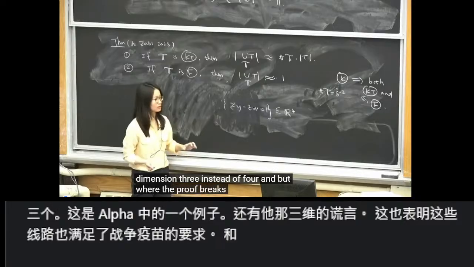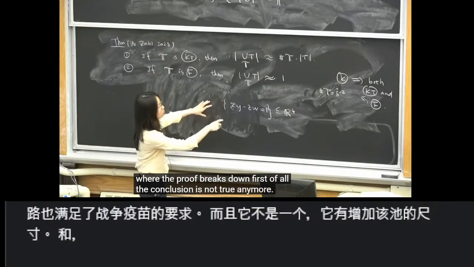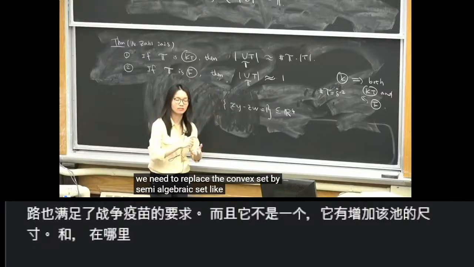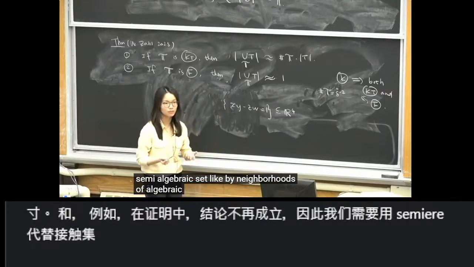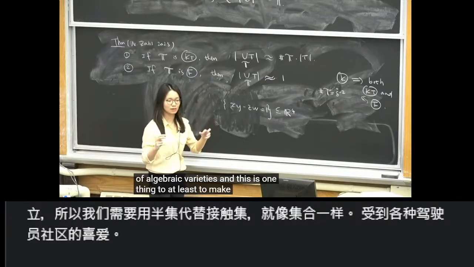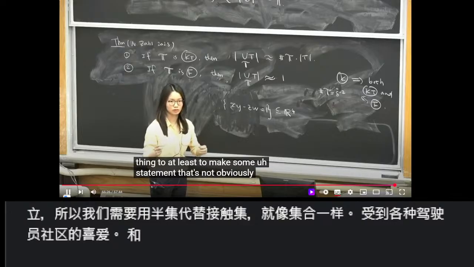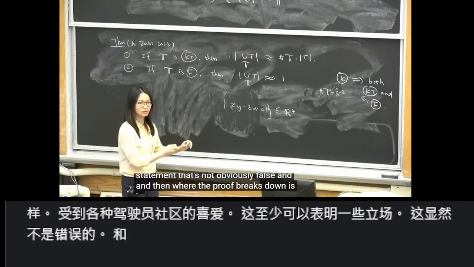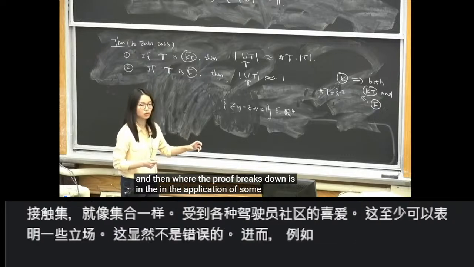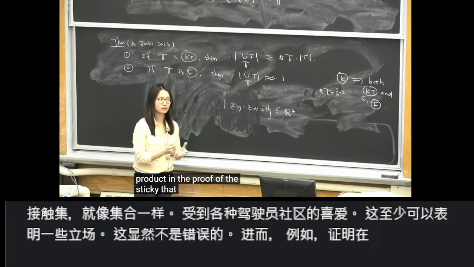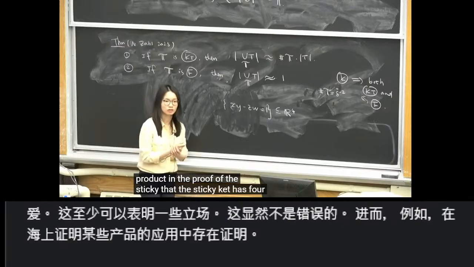Where the proof breaks down: first of all, the conclusion is not true anymore. So we need to replace the convex set by a semi-algebraic set, like neighborhoods of algebraic varieties, and this is needed at least to make a statement that's not obviously false. And then the proof breaks down in the application of some product in the proof of the sticky Kakeya theorem, where the sticky Kakeya set has 4 Hausdorff dimensions.